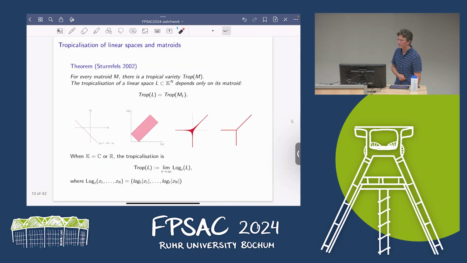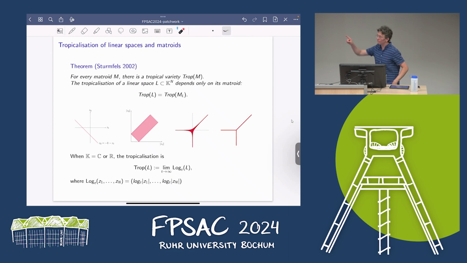Here is the exact same example from Josephine's talk, almost the same image. We'll start with an affine line in R^2 defined over the reals. When we tropicalize over R, we'll take this definition. There are other ways of defining the tropicalization, but here you take the limit as the base t of the logarithm tends to infinity of capital Log base t. This is just coordinate-wise: you take log base t of the absolute value of that coordinate.